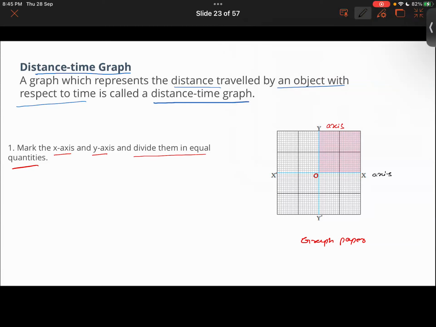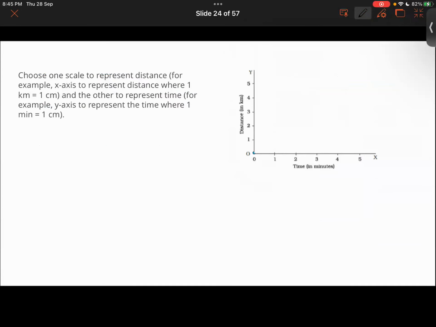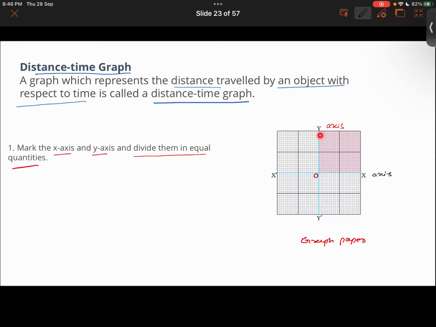We represent the given quantities, given values on these two axes. In the case of a distance and time graph, you will be representing distance on the y-axis. So notice how we have represented distance using the y-axis. Getting it? And the point where the two axes meet is called the origin.